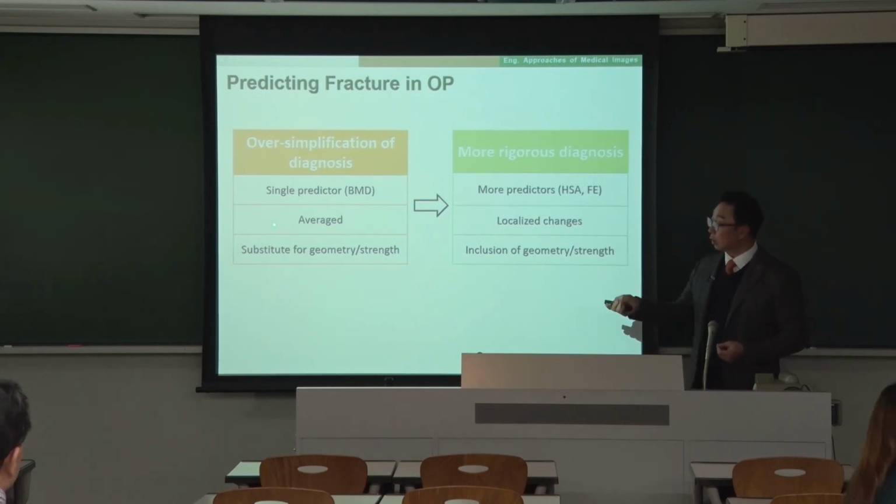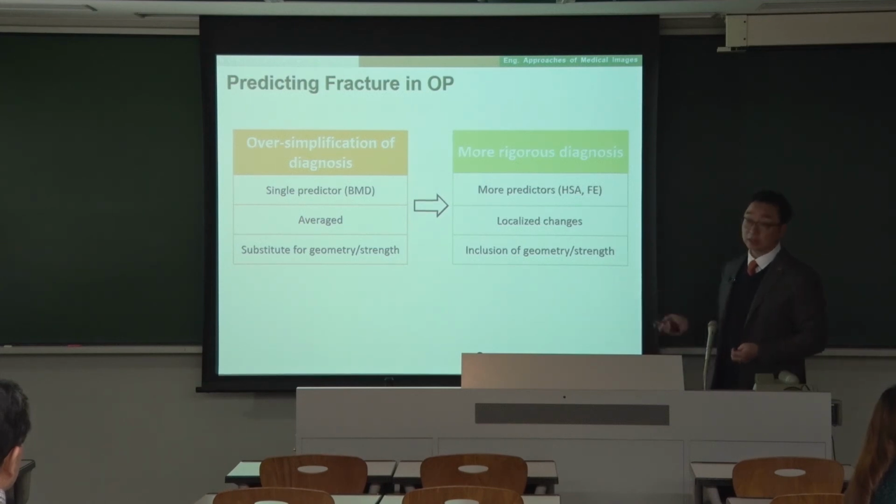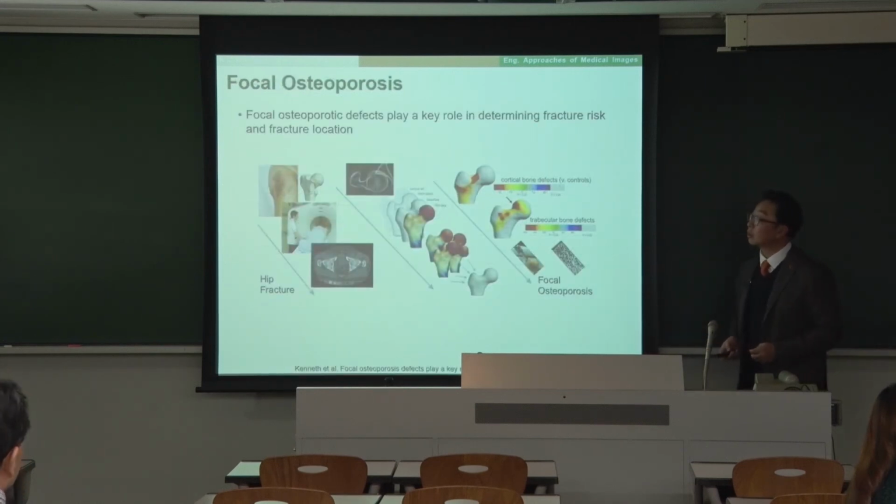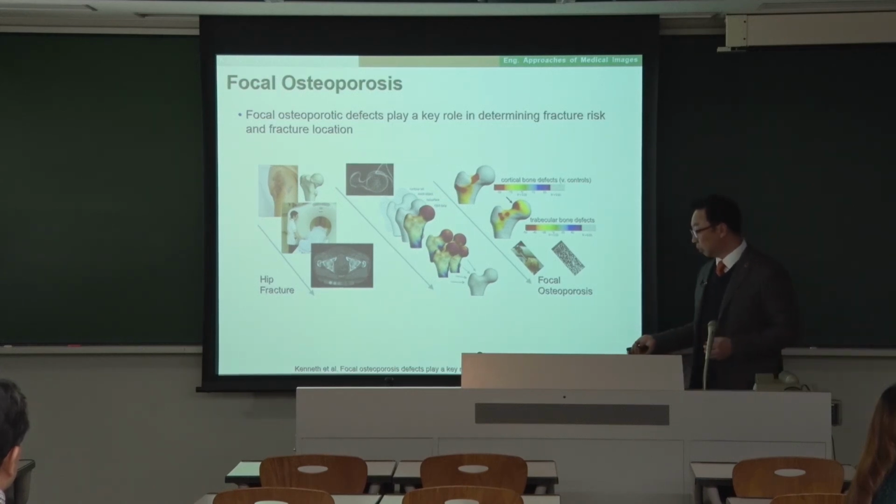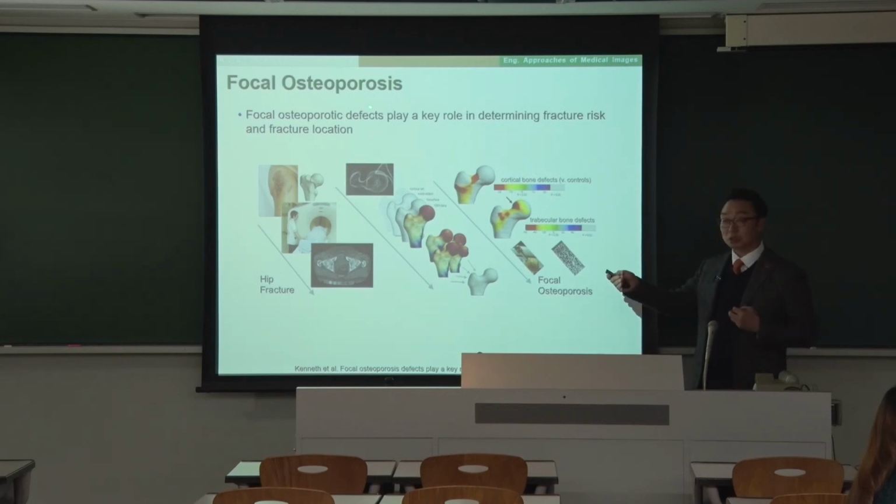So instead of an all-average value, which is the current standard, we have to see the localized changes. There are certain areas of our femur which are much weaker than the other areas. Okay? And also, we have to include this as geometry and strength. So I got this paper the other day. This is a paper just published in Bone. They call it focal osteoporosis. Now, to me, this is quite interesting.